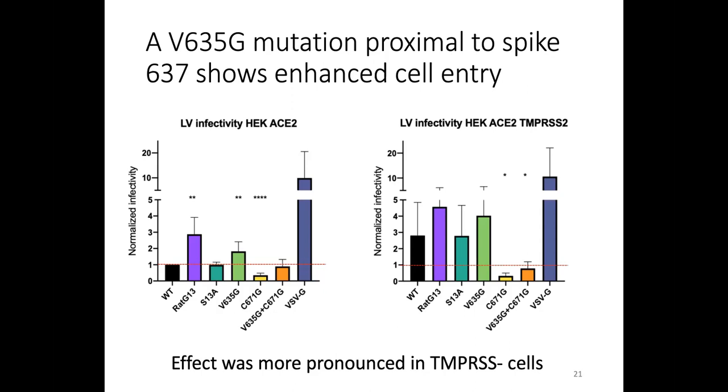What we found was that this mutation showed enhanced entry, albeit a modest phenotype. We actually saw this even in ACE2 cells which overexpressed TMPRSS, albeit the effect was not so significant.